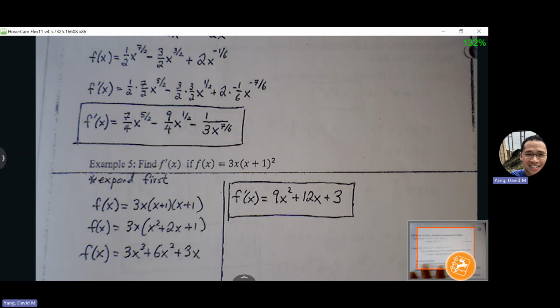Expand out that (x plus 1) squared, distribute the 3x through. Every term is now ready for power rule. So now we apply power rule, 9x squared plus 12x plus 3.